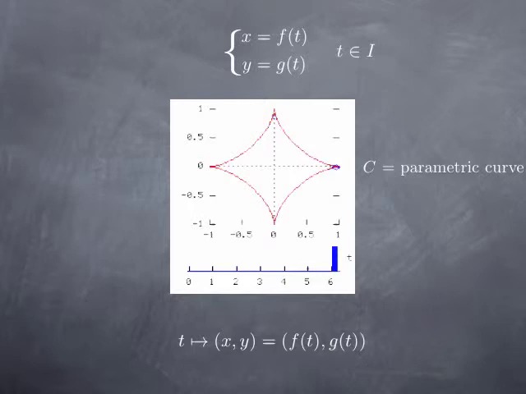However, if we think of the curve C traced out as t goes over the interval I for the parameter, the parametrization f of t, g of t for t in I actually encodes more than the curve itself. It also encodes how we describe this curve, in what direction, at what speed, and so on. So a parametric curve has many sets of parametric equations or parametrizations.